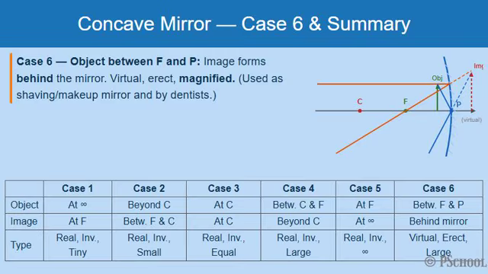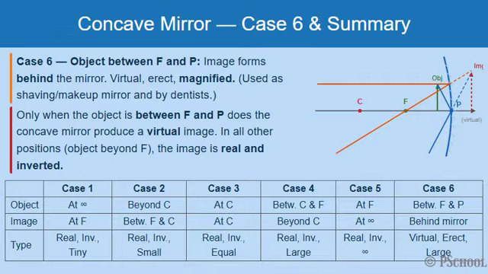Summary of concave mirror image formation. This table explains how the image is formed, for various positions of the object, along the line of the principal axis. Only when the object is between F and P does the concave mirror produce a virtual image. In all other positions, when the object is beyond F, the image is real and inverted.